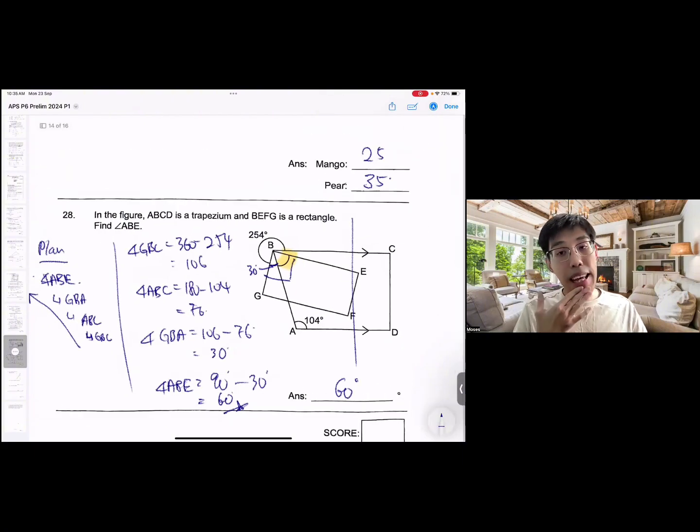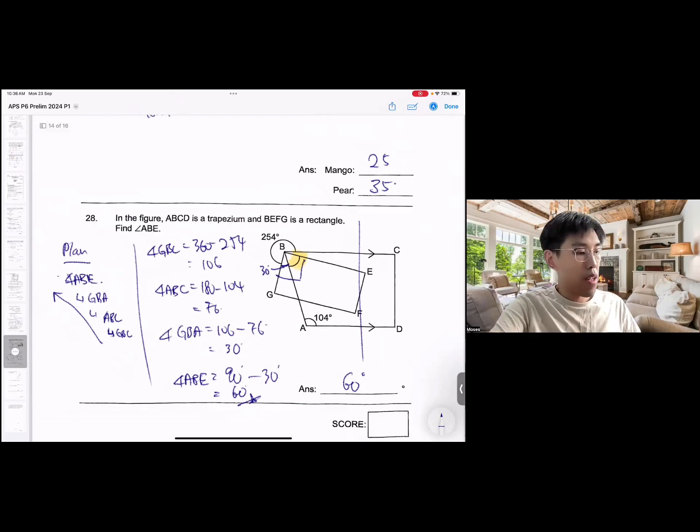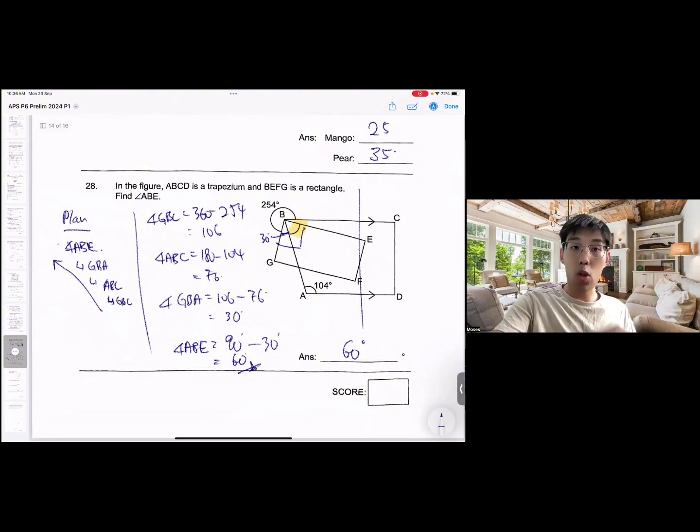Okay, good to have a plan. When you have a plan and then you work through, it's much easier, and your workings will be very clear. When you revise, it's easier to reflect on it also. Okay, so that's for question 28.